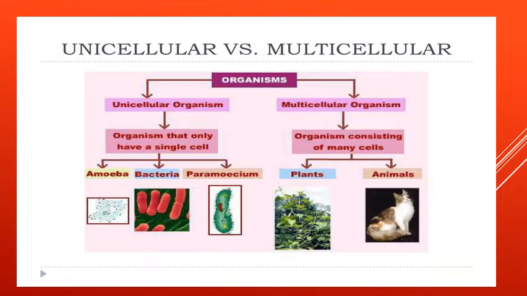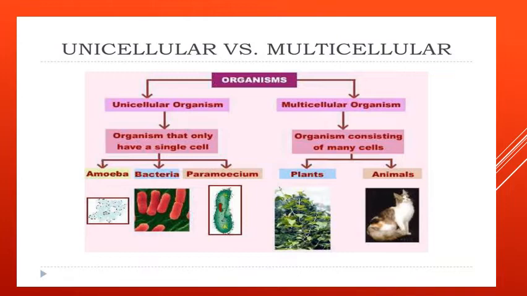So in this way, we can differentiate, or we can make a category. Okay, unicellular organism and a multicellular organism. Unicellular organisms only have a single cell. And what are multicellular organisms? Organisms consisting of many cells. Now some examples also. You have to learn this all because this is often asked in your test papers.